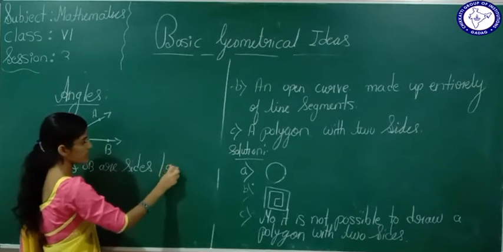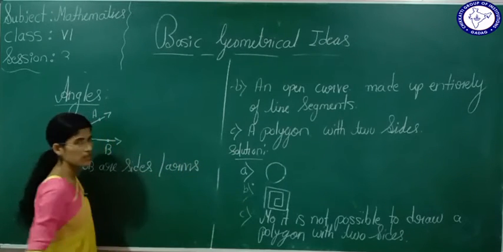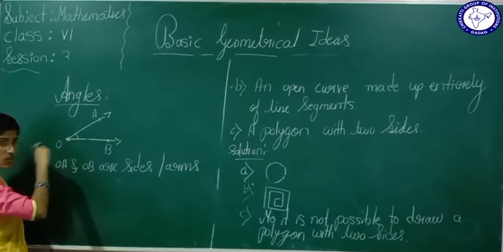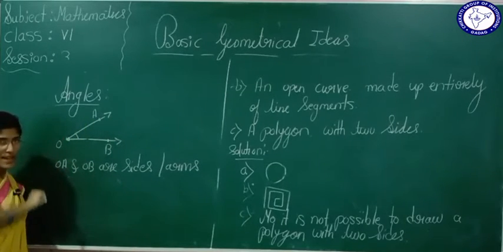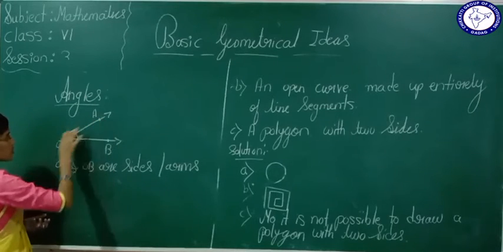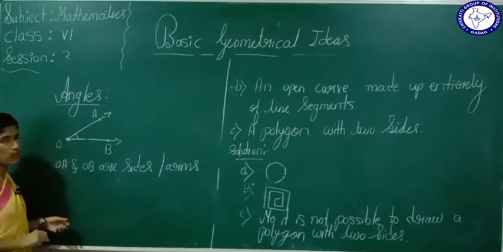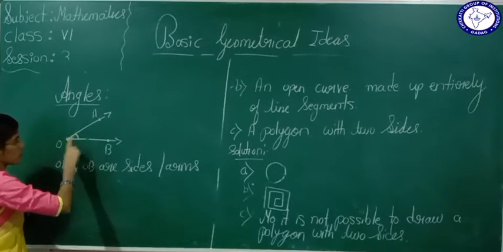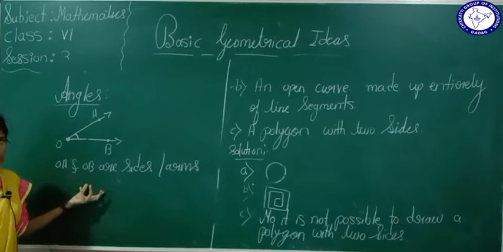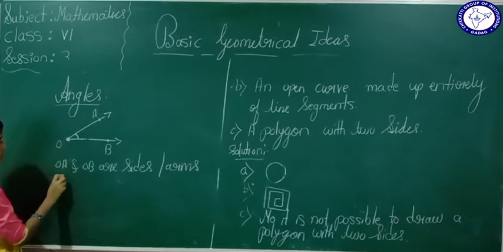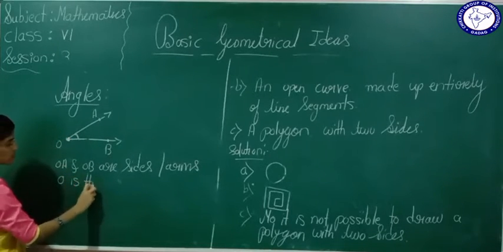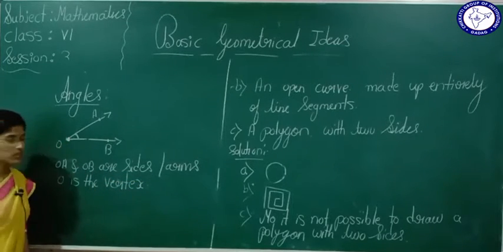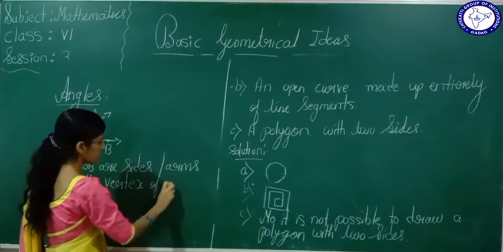Or we are going to tell arms. Here what we are going to tell? OA and OB, arms of this angle. So what is an angle here? Two rays which are going to meet at one point. From that we are going to form an angle here. Here OA and OB are the sides or arms of the angle. Okay, and here what is this O? O is the vertex. For O we are going to call O the vertex of the angle.